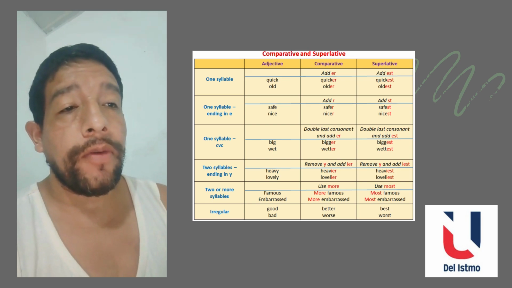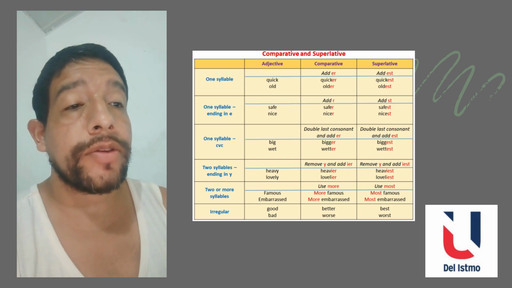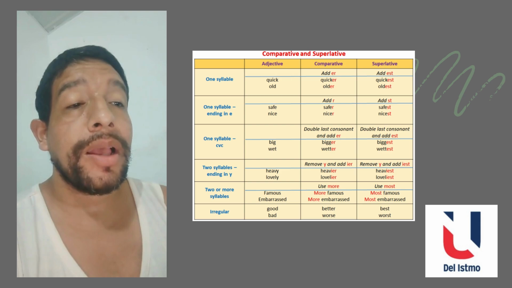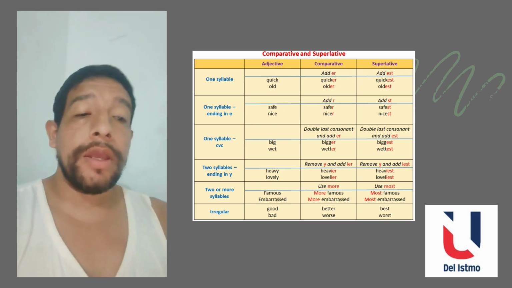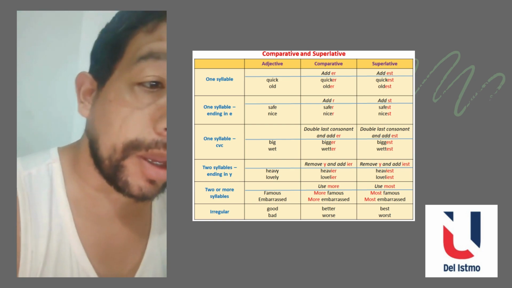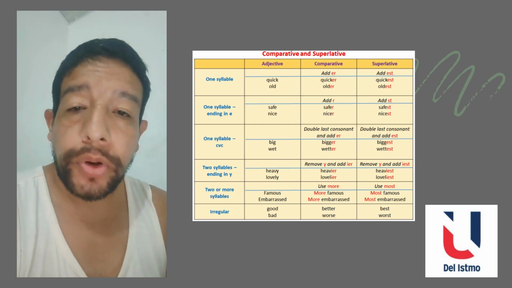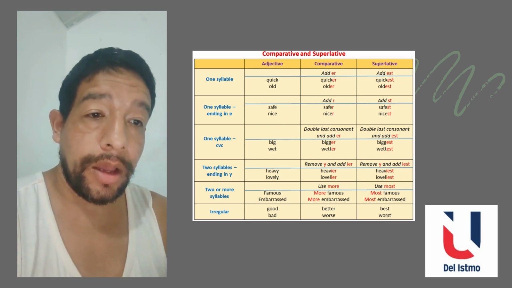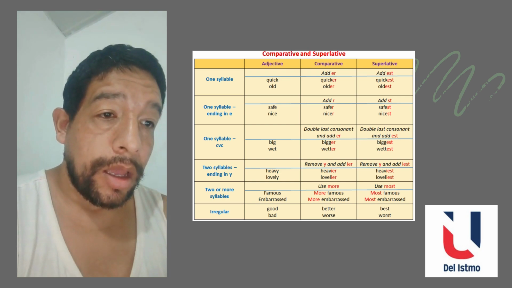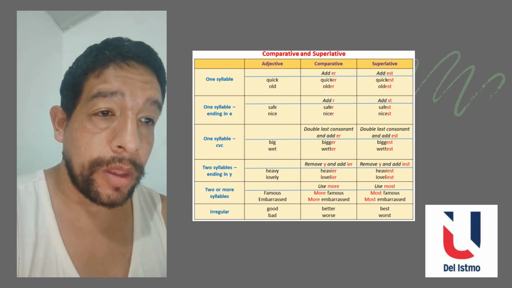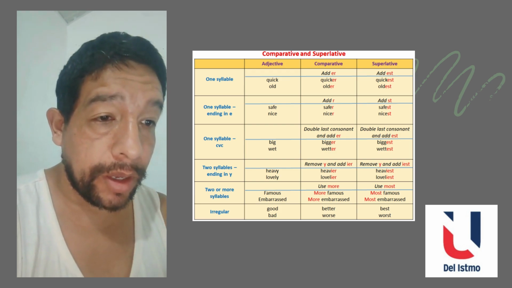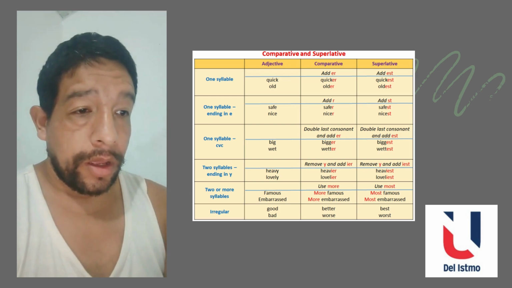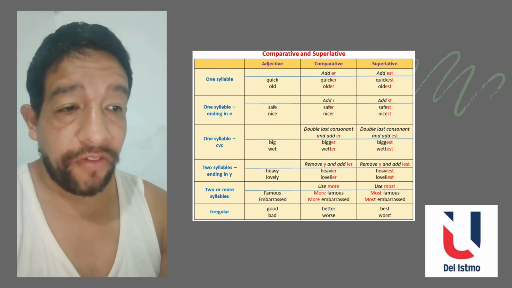In this case, for the rule for the superlative, one syllable adjectives form the superlative by adding the before the adjective and putting est. For example, fine, the finest.